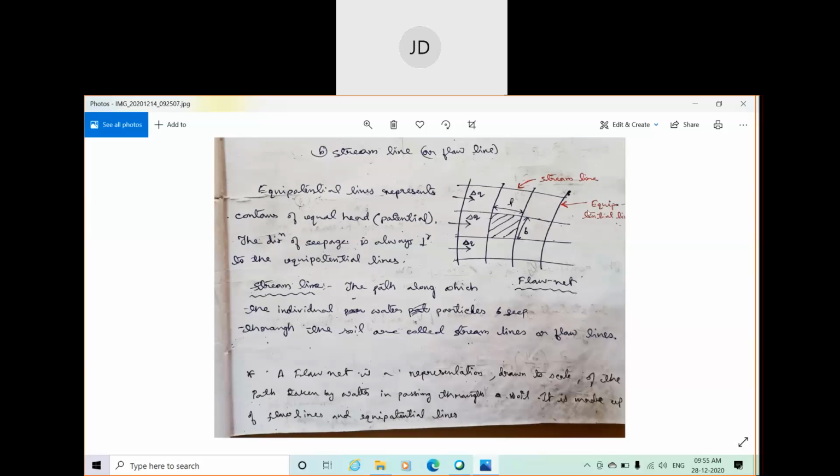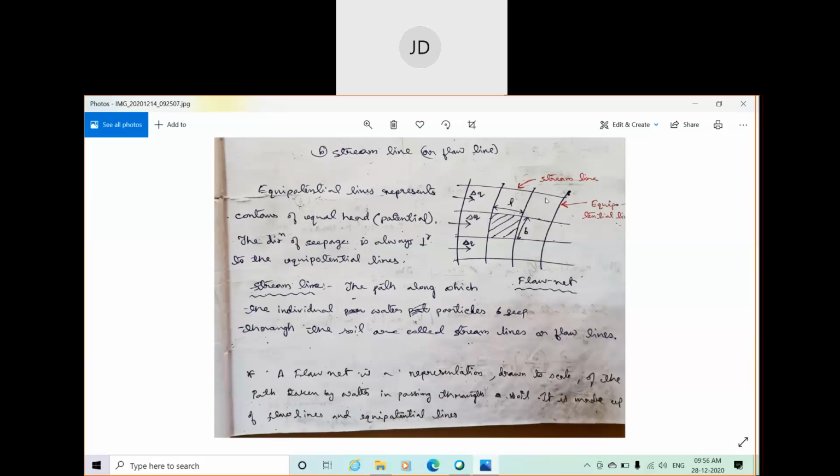And why is it called equipotential? You know water flows because of some gradient, that means there must be some head difference. Suppose the total head at this point is 10 meter from the reference point, and the head at this point is 5 meter. Obviously water flows from higher to lower, from 10 meter to 5 meter, so water is flowing in this direction. The head difference is 10 minus 5, which is equal to 5 meter. Because of the total head loss of 5 meter, water flows from left to right.